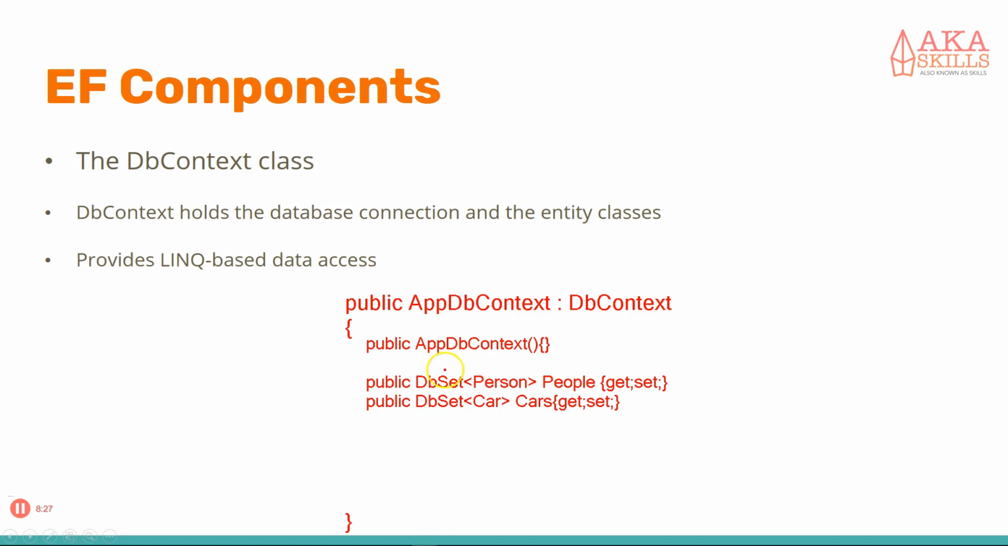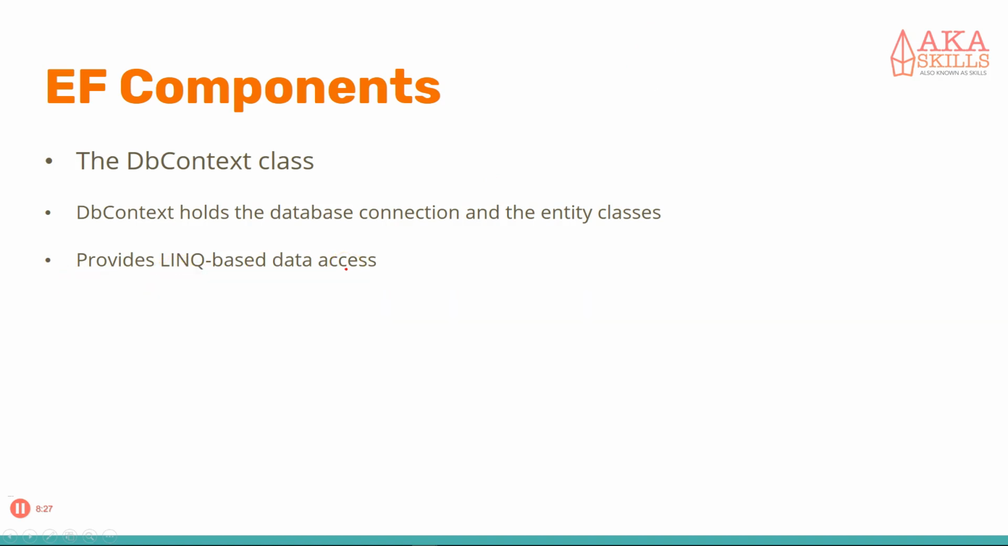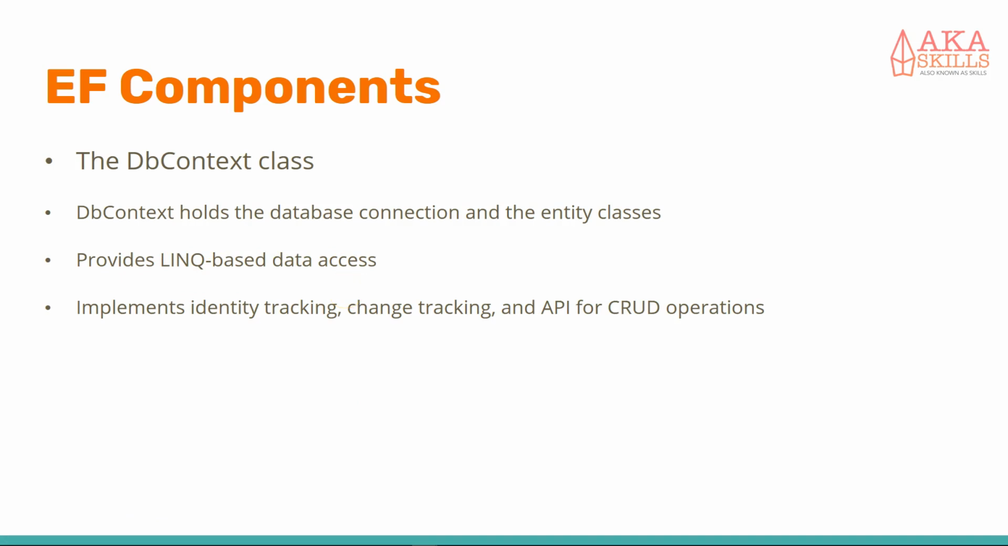So when you access, let's say, appDbContext.People, after that you can say, for example, .Find. You can say .Add, .SaveChanges. So after you access this, which is of type DbSet, it's basically returning IQueryable in the end, so you can apply any LINQ-based queries. It implements identity tracking, change tracking, and provides you the API for CRUD operations.